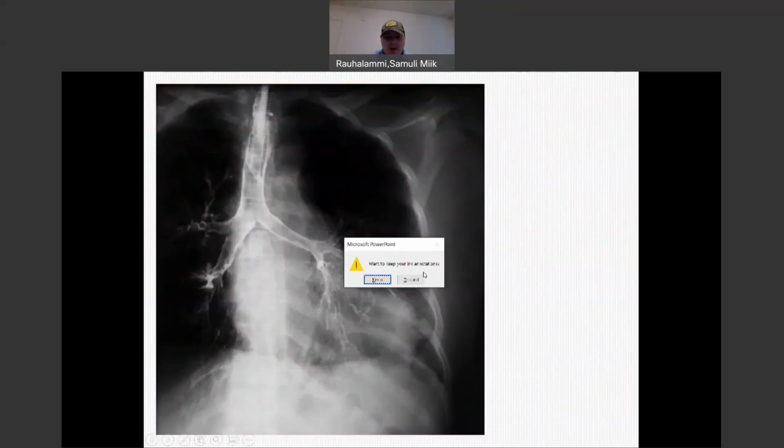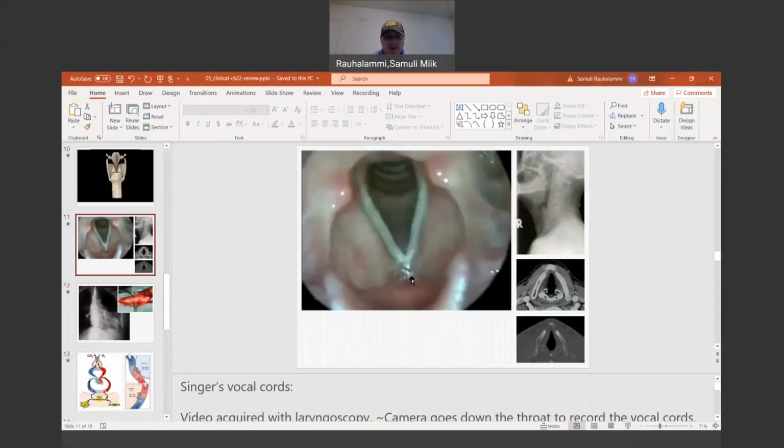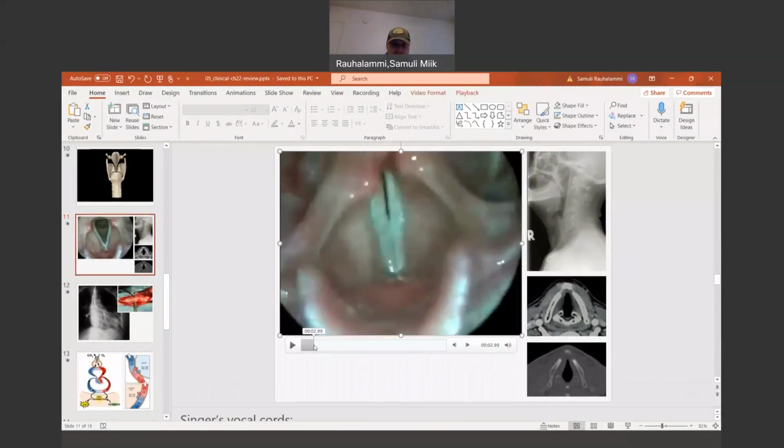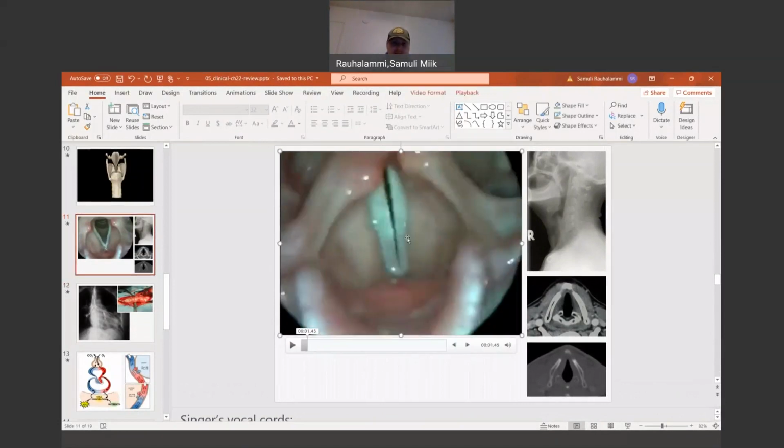So I'm going to jump out of that video. I was hoping to be able to pause it, so I'm just going to talk about that a little bit with you. What we're seeing here is actually a video acquired with laryngoscopy. So the camera goes down the throat and we can see our vocal cords.